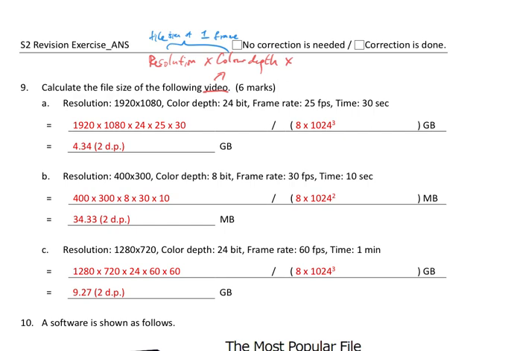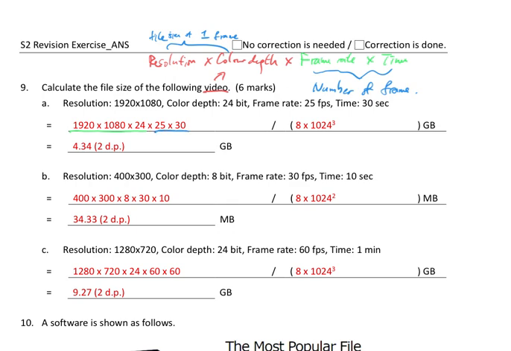And then there may be many frames, so we should know how many frames there are. For that, we find the frame rate times the time, which gives the number of frames. You can see the following question. The first one, resolution 1920 times 1080, color depth 24. First of all, we multiply these two values, and then the number of frames equals frame rate times time. This is 25 times 30.